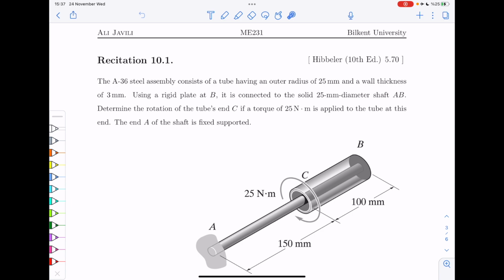All right. So you have a steel assembly, or you have this picture. There is a solid shaft at the center, AB, surrounded by this tube from, let's say, B to C. The shaft is made of A36 steel, and for that, we know in particular that the shear modulus G is 75 gigapascal.